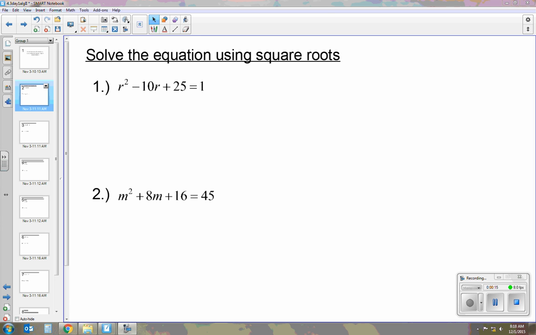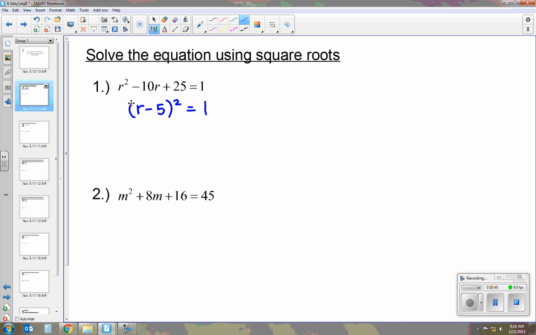We need to be able to identify a perfect square trinomial. For number 1, we have r squared minus 10r plus 25. This is a perfect square trinomial, so we can rewrite it as the square of a binomial, which is r minus 5 squared equals 1, because negative 5 times negative 5 is a positive 25, and negative 5 plus negative 5 is negative 10.